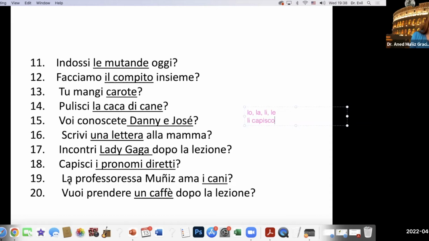And then the same with la professoressa Muñiz ama i cani. Sì, li ama. We cannot do L apostrophe because it's a plural. If it's just one dog, like in the first semester, I had a sentence for when we did this, il suo cane, just one dog, and then we put l'ama. But in this case, it's plural. We don't do it with plurals, right?